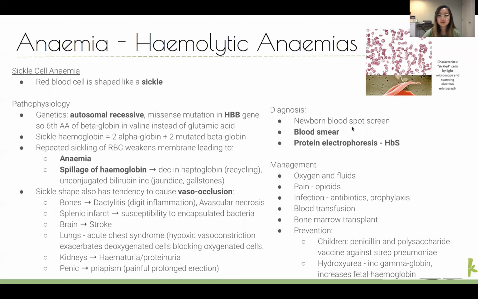Diagnosis, you can have a newborn blood spot, but on a blood smear, you'll see these guys. They'll just look like this, essentially. And you can also do protein electrophoresis for HbS. Management, you don't really have to know, but it's there. You can read it in your own time.